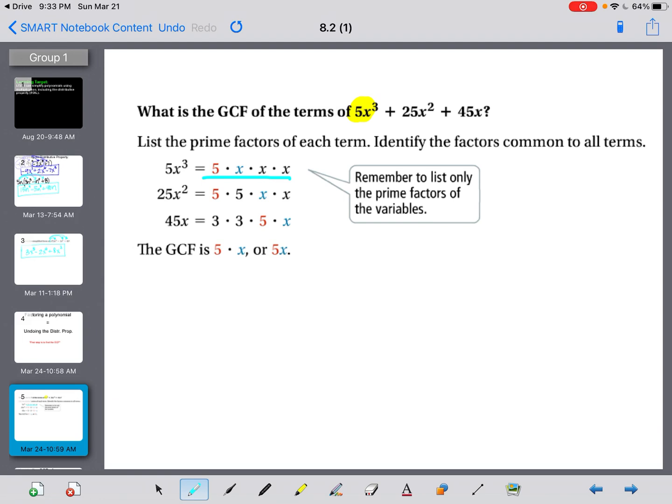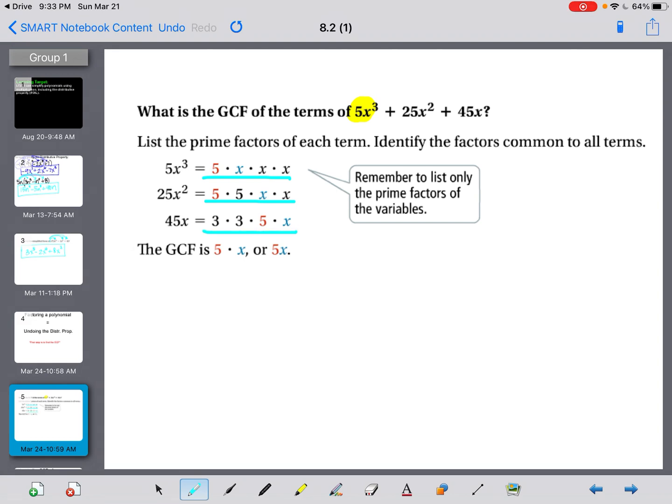Okay, 25x to the second power. We have a 5 and a 5 because 5 times 5 is 25. And then x to the second power gives me these 2 x's. 45x, I have to break it all down. And it actually ends up being 3 times 5. And because there's only one x in the term, there's only one x here.